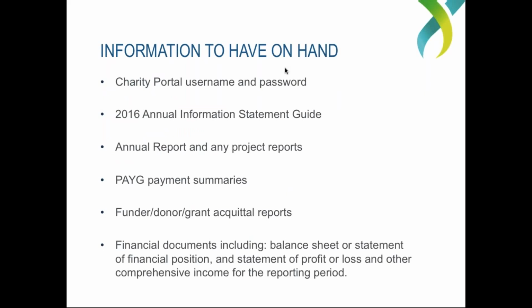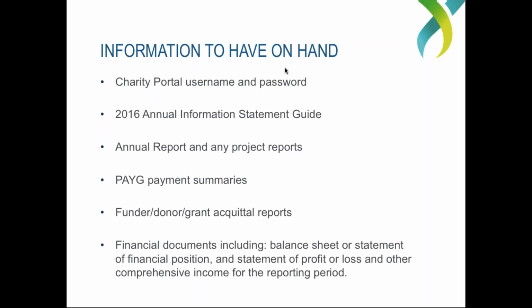Once you're logged in and you've started the annual information statement, some information to have on hand that will make the process a lot easier for you is displayed on the screen there. Of course, you'll first need your username and password. Another handy resource to have is the 2016 Annual Information Statement Guide. That highlights each question of the AIS and gives you some tips on how to answer those questions, or explains those answers if you're not too sure what it's asking for.